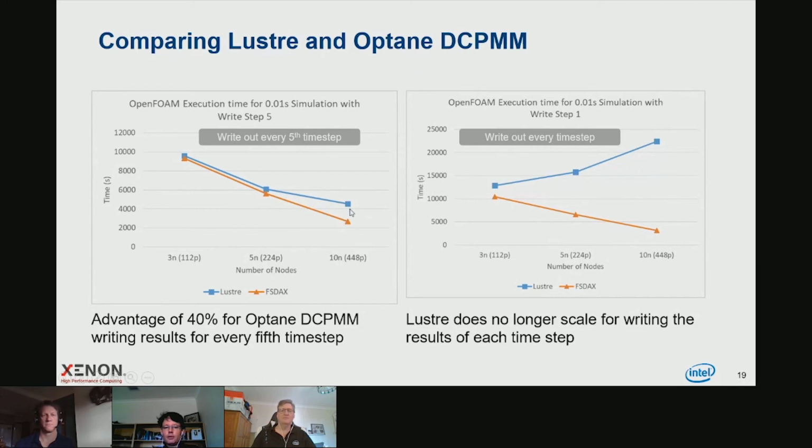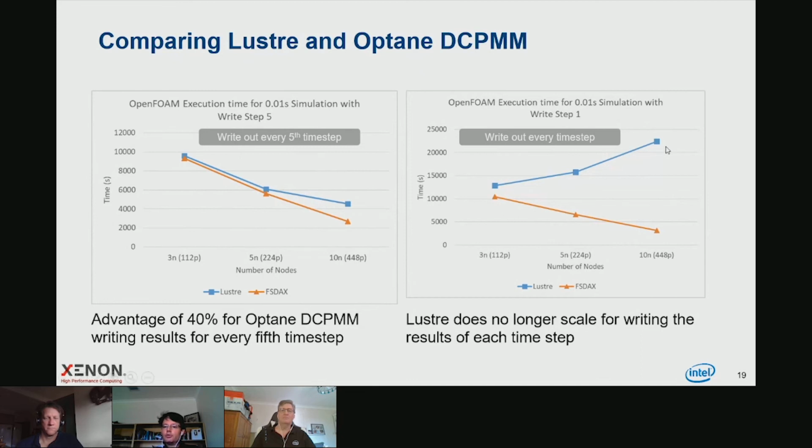And in the end, we end up with an advantage of 40% for Optane DC persistent memory modules, writing the results every 5 time steps compared to the conventional setup with the Lustre system. That really means that the execution time is 40% lower, which means we can run more simulations in a shorter time and be more efficient getting through all the modeling for this design project. The difference becomes even bigger when we look at writing out the result at every time step. That really depends on the type of post-processing that's required.